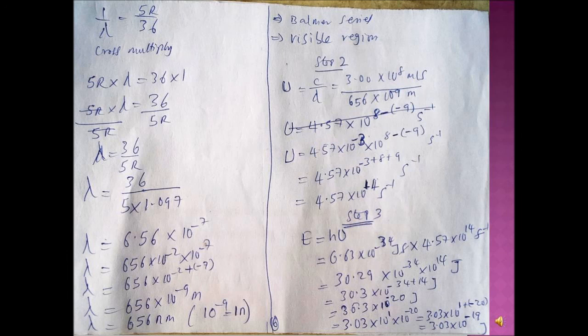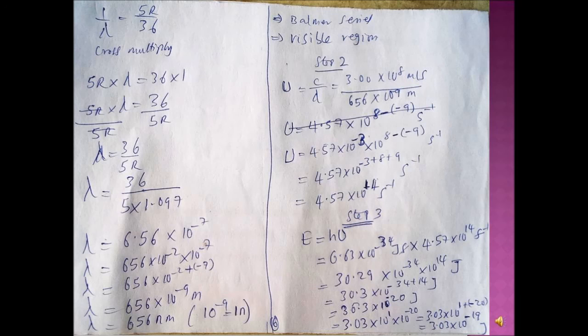Then to get the frequency, frequency equals speed over wavelength. So we have 3.00 times 10 to the power 8 as our speed or velocity, divided by our wavelength, which is 656 times 10 to the power minus 9 meter. The upper one is in meter per second, and the lower one is in meter. We cannot use the one that is in nanometer, because if we write it down, we must put the value of the nano, which is 10 to the power minus 9. That's why we use 656 times 10 to the power minus 9 meter.